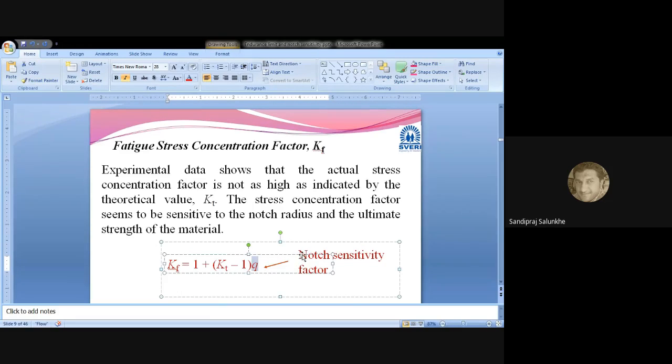Now here we have added this new term, that is the notch sensitivity factor. That notch sensitivity factor also we are going to see in detail. Okay. Before going to that, let me ask, do you have any questions related to all these slides about the above factors, Ka, Kb, Kc, Kd, Ke, and Kf? We are going to see them in detail.